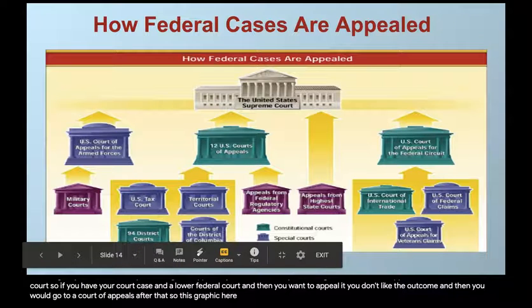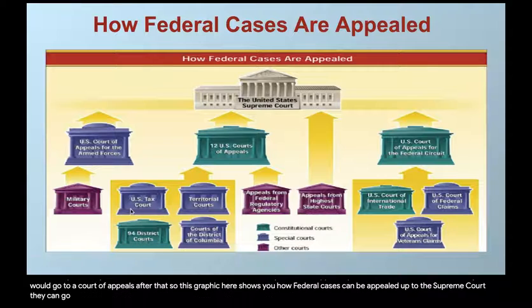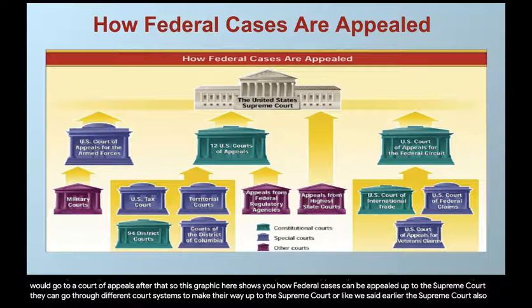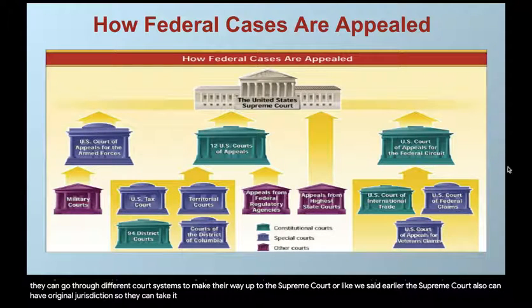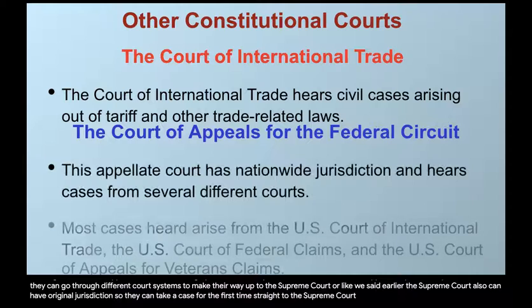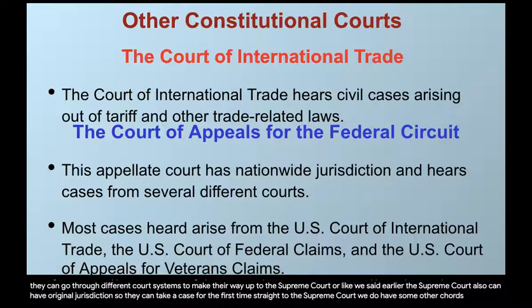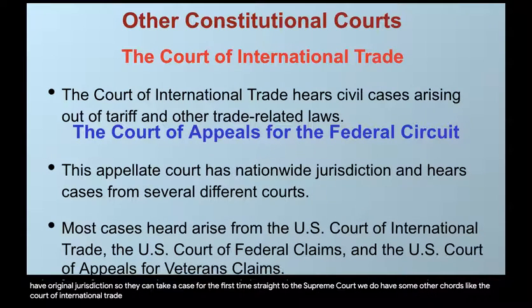So this graphic here shows you how federal cases can be appealed up to the Supreme Court. They can go through different court systems to make their way up to the Supreme Court. Or, like we said earlier, the Supreme Court also can have original jurisdiction, so they can take a case for the first time straight to the Supreme Court. We do have some other courts, like the Court of International Trade and the Court of the Federal Circuit. Just so you know, we do have them, but I'm not going to have you be tested on these or anything.